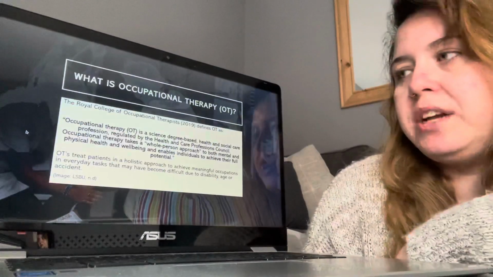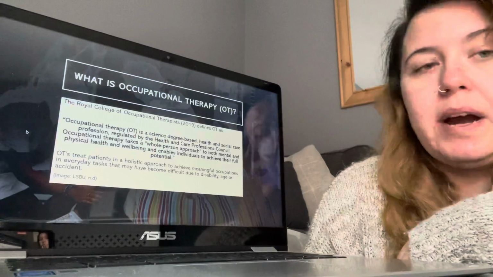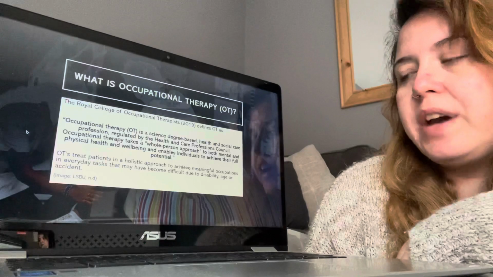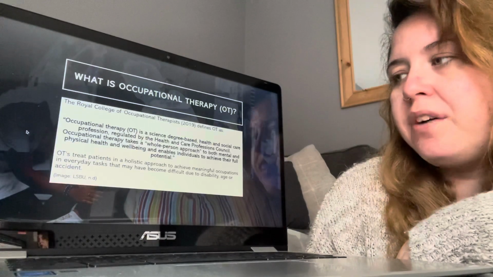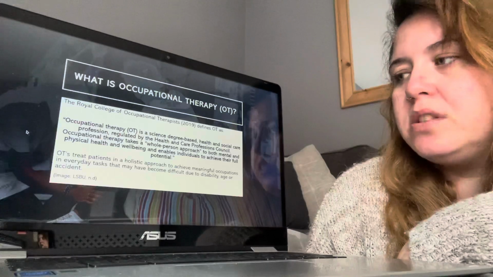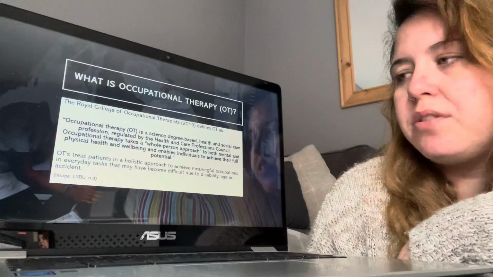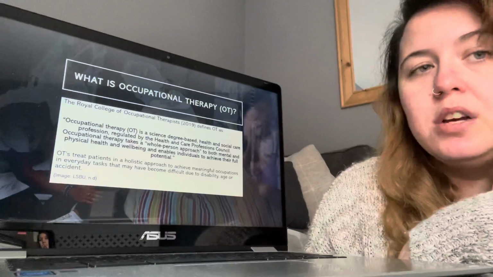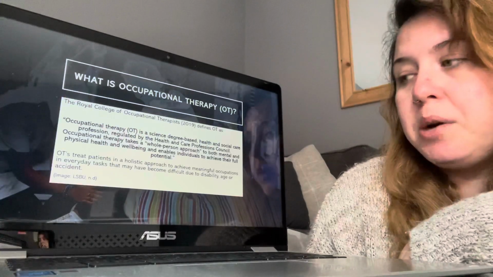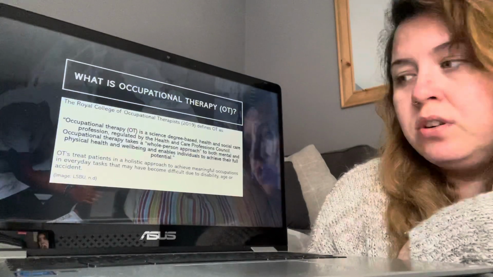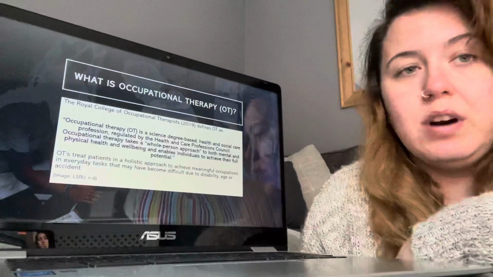So what is occupational therapy? The Royal College of Occupational Therapy defines OT as a science degree-based health and social care profession regulated by the Health and Care Professions Council. Occupational therapy takes a whole person approach to both mental and physical health and well-being and enables individuals to achieve their full potential. So OTs treat people in a holistic approach to achieve meaningful occupations in everyday tasks that may become difficult due to disability, age or accident.